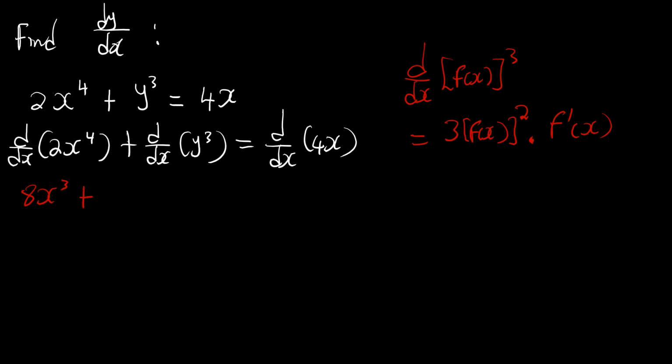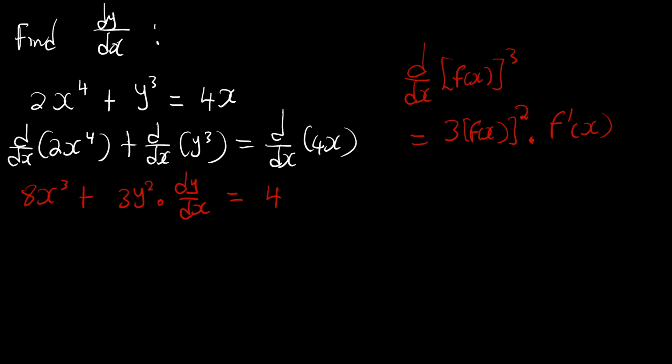So we can come and write it here as, because we know that f of x is still the same as y, so it means we have 3y squared multiplied by f prime x. It is the same as dy over dx, that is the derivative, is equal to the derivative of 4x, which is going to give us 4.